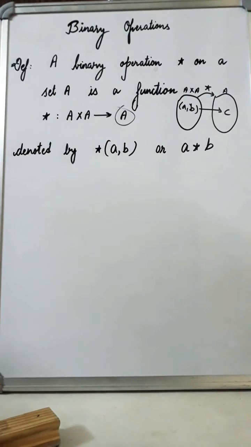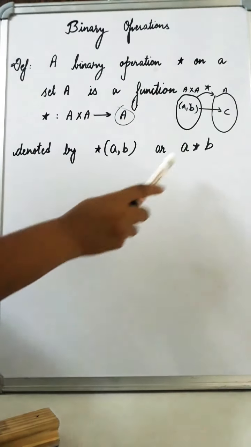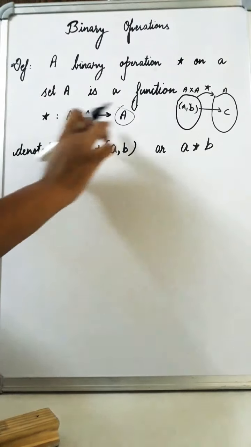A binary operation star on a set A is basically a function mapped from A cross A to A, denoted by star operated on the ordered pair A comma B, or A star B. Now let us look at the significance of this statement.